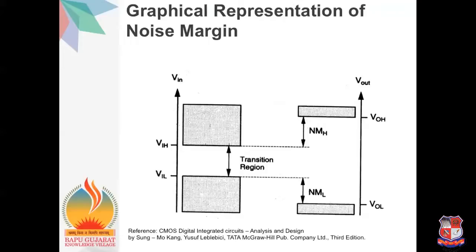So this figure shows the graphical representation of the noise margin. Here this is the NMH. This one is the noise margin at high, and the noise margin low is the difference between the VIL and VOL. Here is the difference between the VOH and VIH.